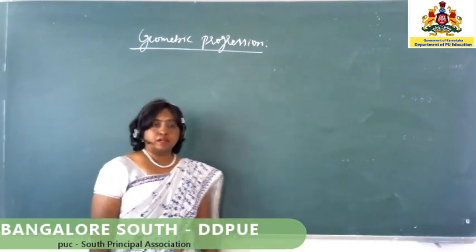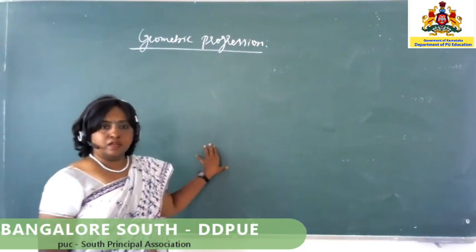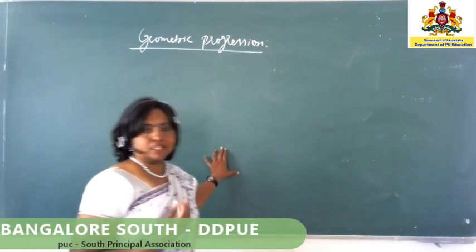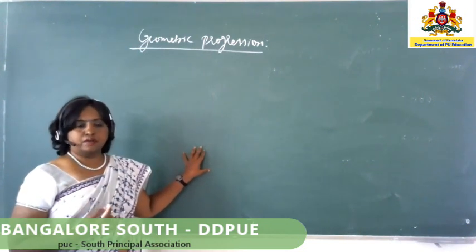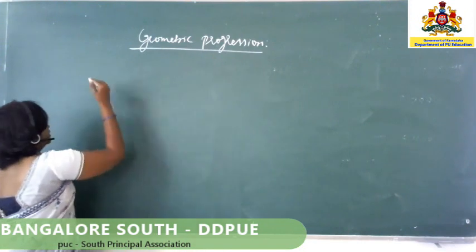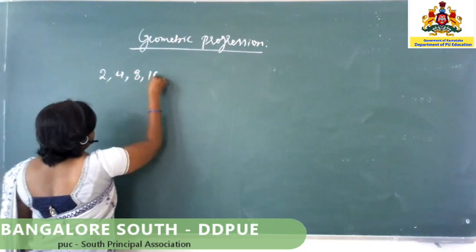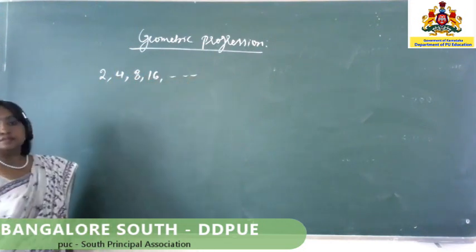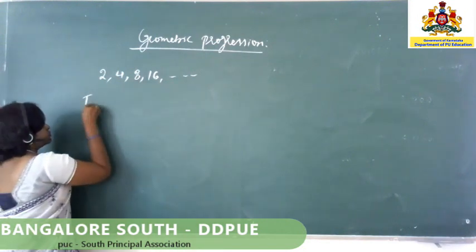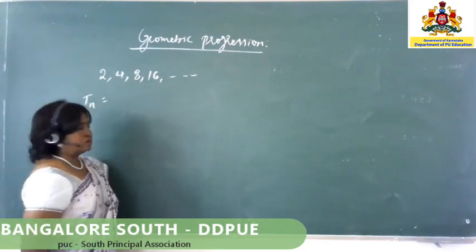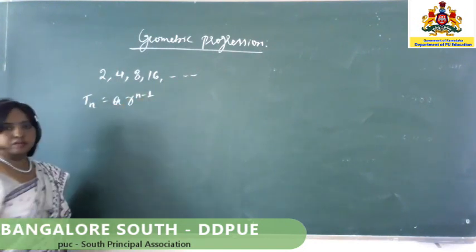Next, we have geometric progression. Geometric progression is a sequence in which the ratio of a term and its preceding term is always constant. And this constant is known as the common ratio. Example: 2, 4, 8, 16, and so on. The nth term of the geometric progression is given by a r to the power of n minus 1.